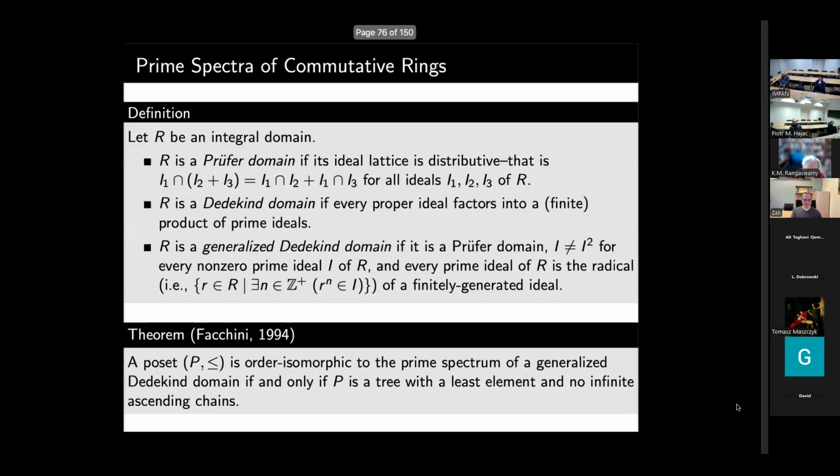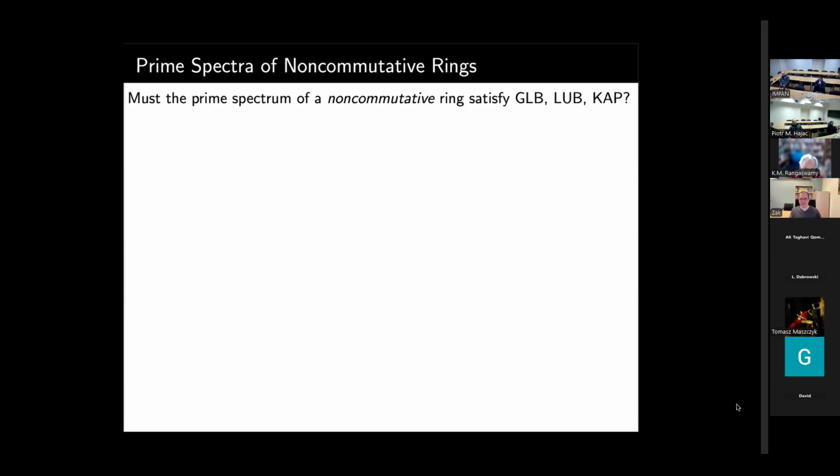And I'll show you one more. Here's one from Fachini. He described the partially ordered sets that are order isomorphic to prime spectra of generalized Dedekind domains. And again, I don't want to get into the details of this, just to show you that there's some literature on this. So what I want to do is look at this question in non-commutative rings. And this is how we'll get back to Leavitt path algebras in a second. So if you look in the prime spectrum of a non-commutative ring, does it have to satisfy those three conditions that Kaplansky wrote down? So let's take them one at a time.